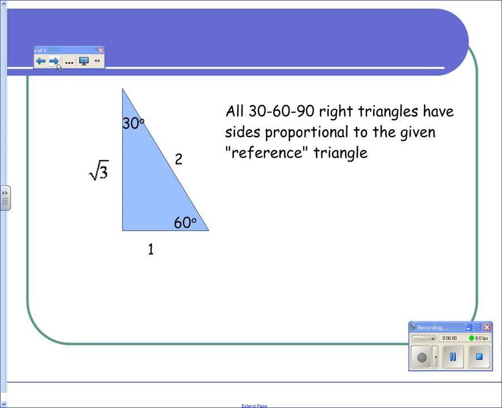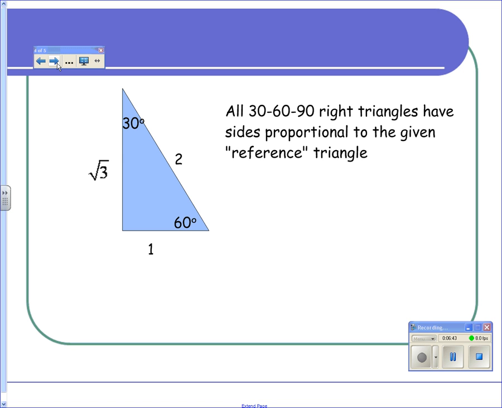All right. 30, 60, 90 triangles. All of them have their sides set up like this. 1, square root of 3, and 2. These are a special type of right triangle.